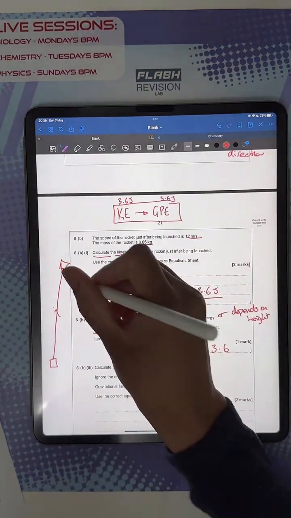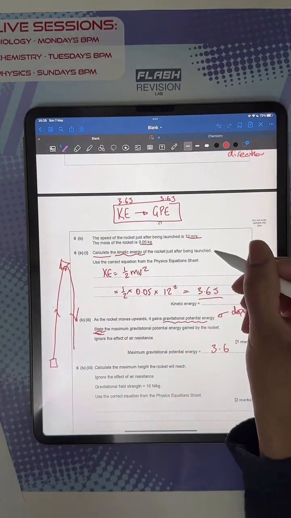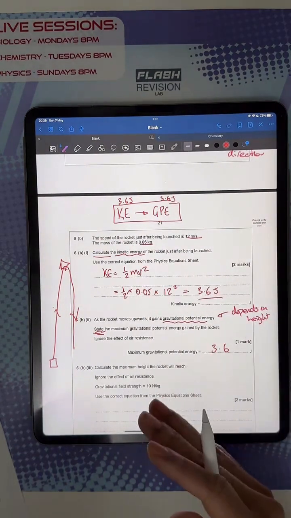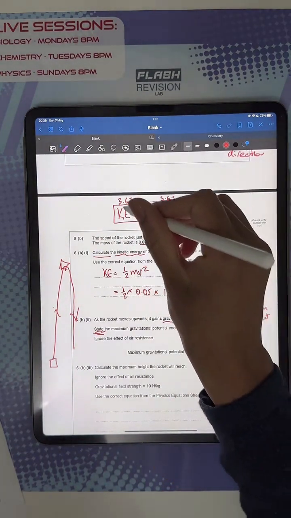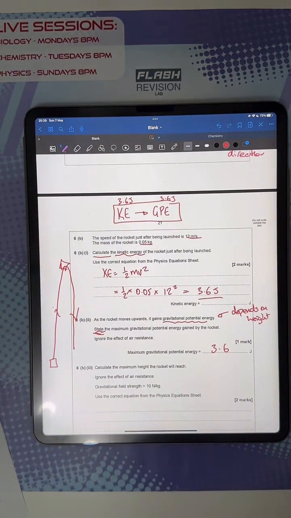What happens after? It starts to fall down, doesn't it? When it falls down, it does the opposite. The gravitational potential energy, because it's getting lower in height, starts to decrease, and then kinetic energy starts to increase again. Those are the energy changes that happen throughout this whole thing. So yeah, the answer is 3.6.